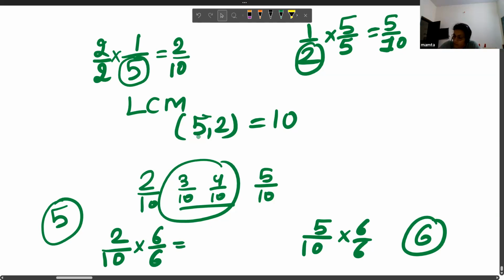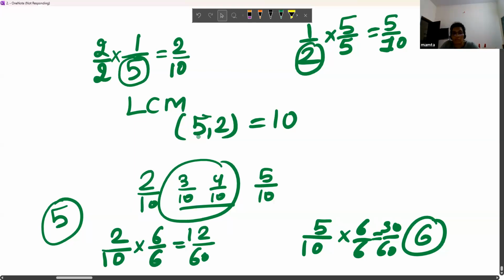Okay. So now this is 12 by 60 and this is 30 by 60. So 12 by 60 and 30 by 60. The denominator is the same. Can you write the middle numbers between these two? 13 by 60, 14 by 60, 15 by 60, right? Like this. Even more than 6, they would be more than 6.